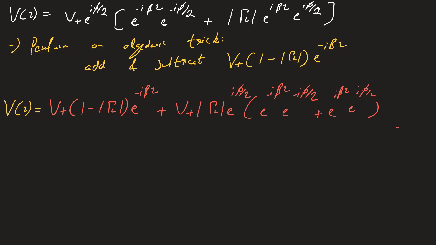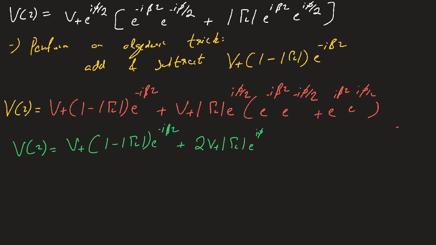So you can actually rewrite V of z as, so V of z becomes equal to V plus times 1 minus gamma L e to the minus iota beta z, okay, plus 2V plus mod gamma L e to the I phi by 2 cosine of beta z plus phi by 2, right? So everything then comes into this cosine dependence.